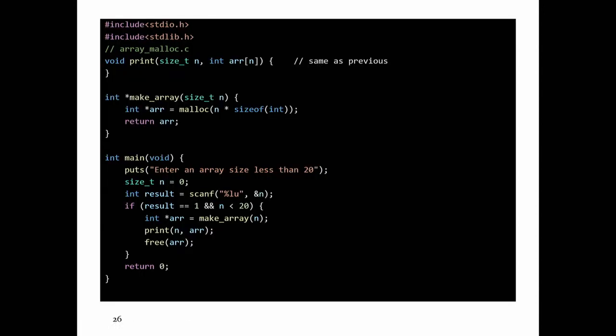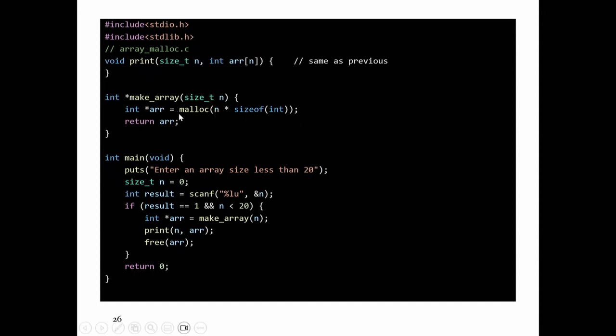Okay, so I'm going to re-implement makeArray. This time I'm going to use malloc to allocate a chunk of memory large enough to hold n ints. So that's the purpose of this function: allocate a chunk of memory big enough to hold n ints. So you call malloc, and you tell malloc, how big a chunk of memory do you want? Well, I want a chunk of memory that's big enough to hold n ints. So it's n times size of int.